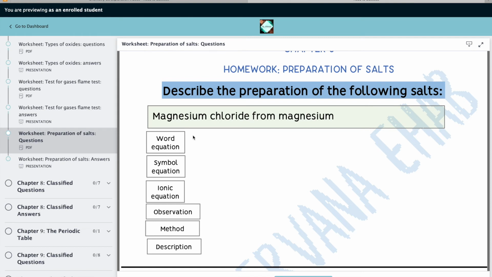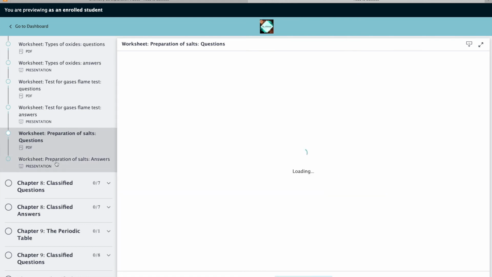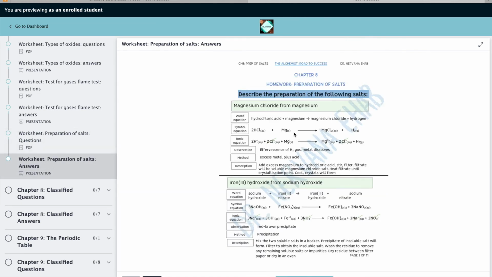It comes everywhere. So you have to learn how to write a word equation, a symbol equation, an ionic equation, the observation, the name of the method, and the description of the method. So all of this information is so important. Just 11 pages, but it's so important. And then you have the answers here. You're going to check your answers, and then you're going to send me your work for me to check and make sure it's accurate and give you feedback.